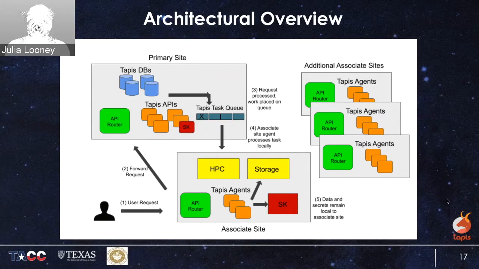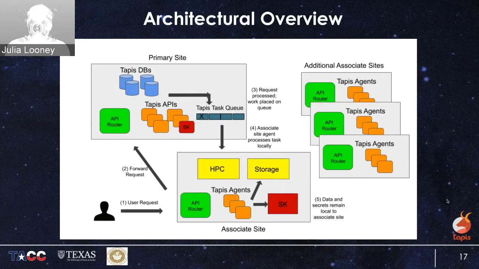If we look at the bottom one, we see that an associate site has a router of its own, and it has Tapas agents, which are pieces of the Tapas services that can run. It can also have a security kernel of its own, and it may have computational and storage systems available.